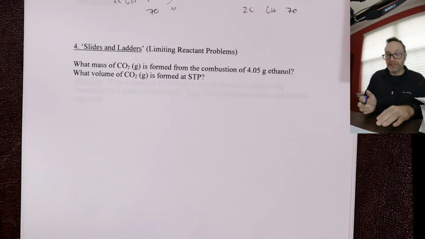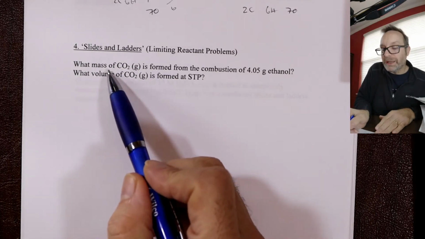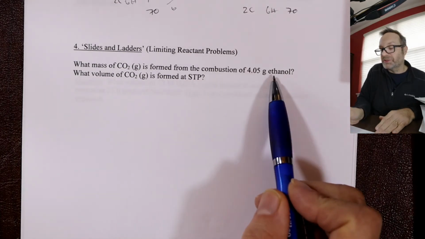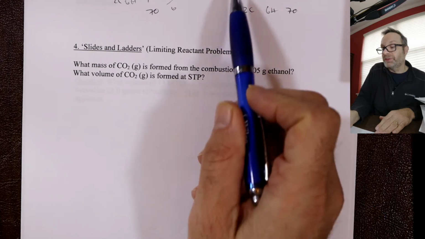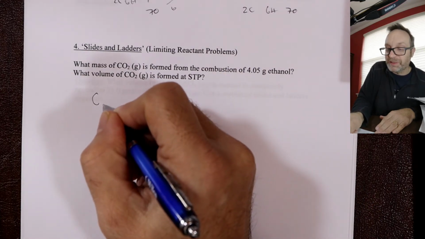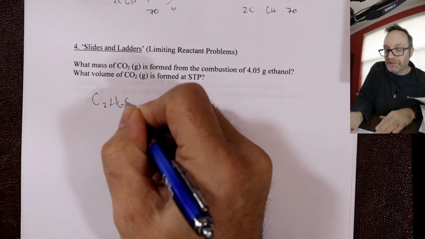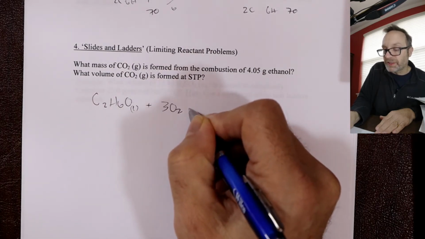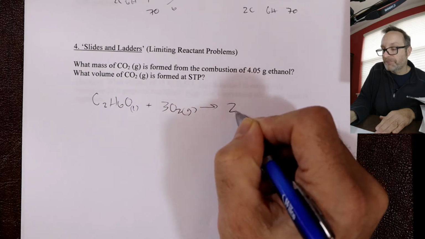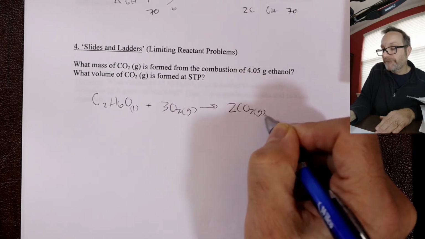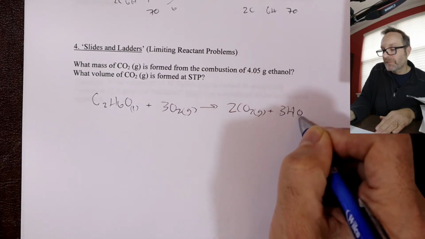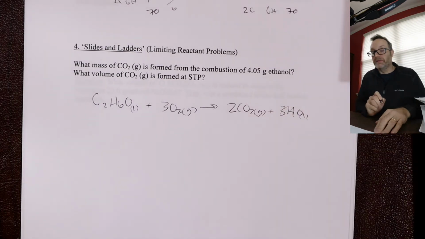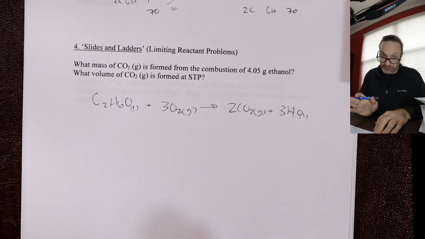Okay, so what we got: CO2 is formed from the combustion of 4.05 grams of ethanol, so it's this equation, so let's write that down. First step in any stoichiometric analysis is a balanced equation. Okay, fair enough, right? Next, you can straight up do chains.